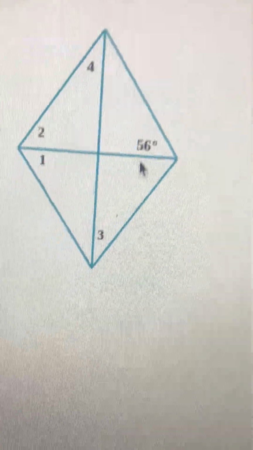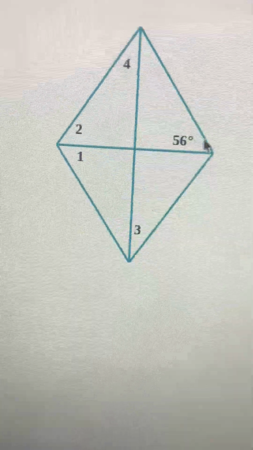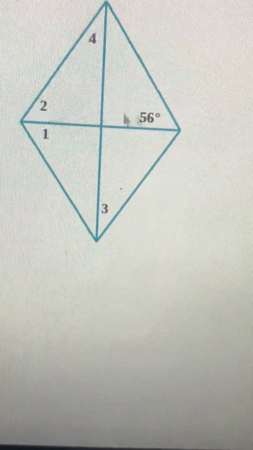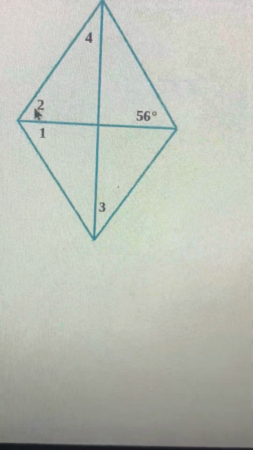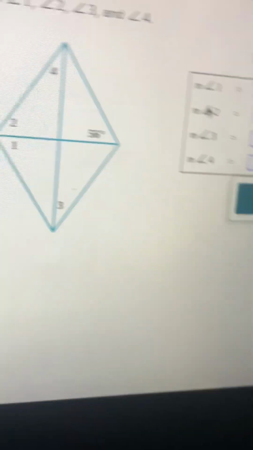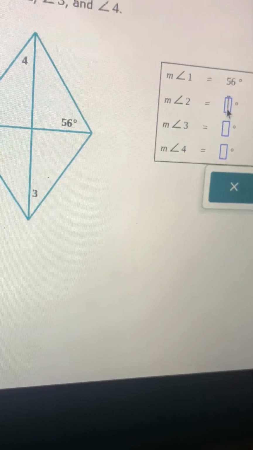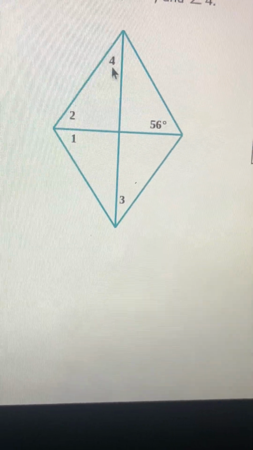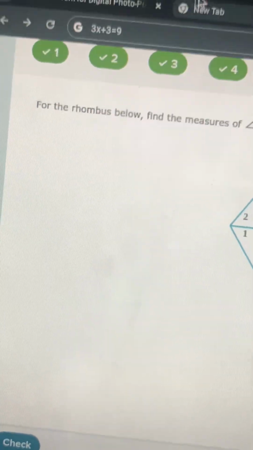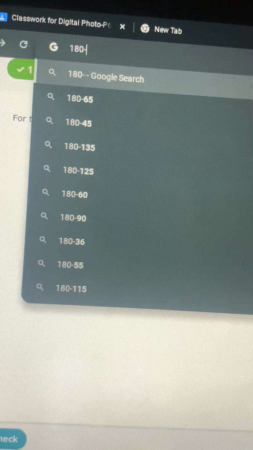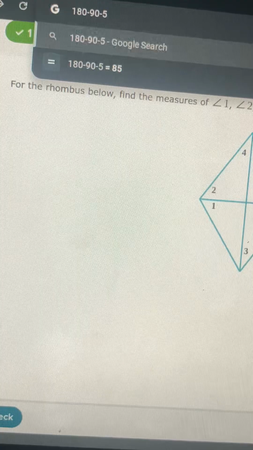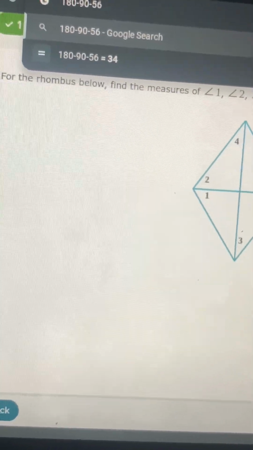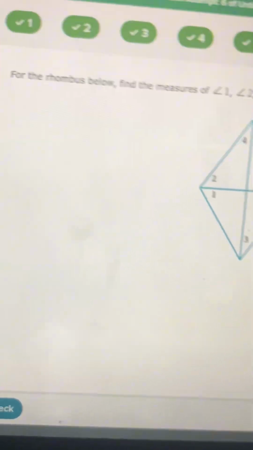All right. So we got 56. We gotta find 2 and 1. Like I said, the line right here, if I had to find one right here, it'll be 56. So all this line right here is gonna be 56. So 56 right here, 56 right here. And to find this one, this line, I gotta do 180 minus 90 minus 56. It's 34. So 4 and 3 is 34.